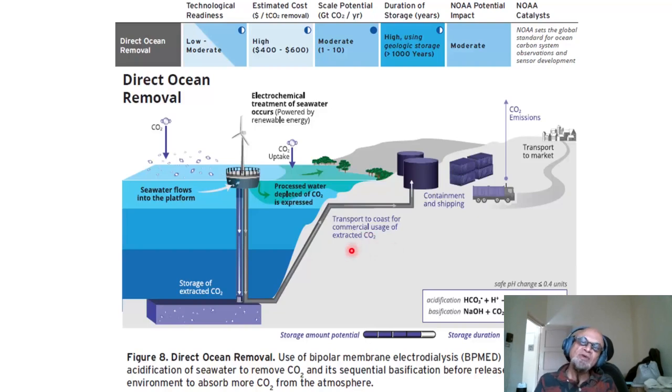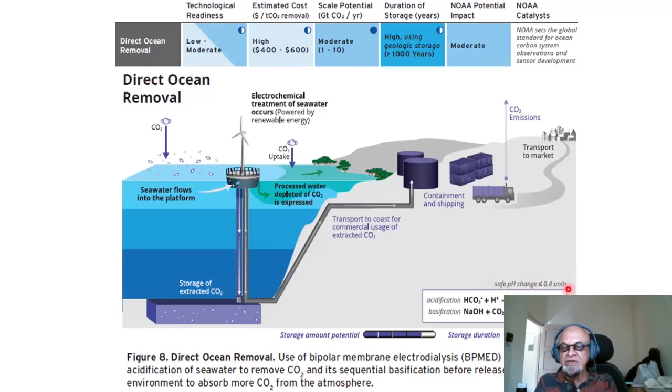Believe it or not, even though we have a lot of CO2 increasing in the atmosphere, industrial users often face shortages of CO2 they need for their processes. So containment and shipping, CO2 emissions, transport to market. Just for completion's sake, the infographics have all these details, but the reactions are important.